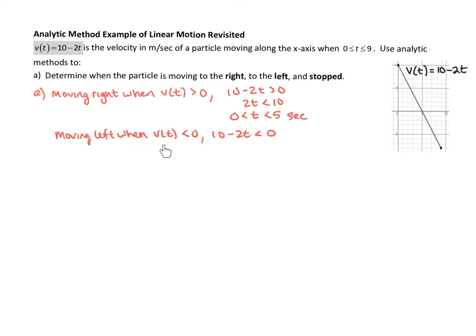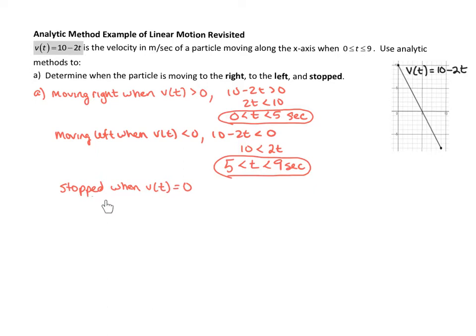It's moving left when v of t is less than 0, or 10 minus 2t is less than 0. That means that 2t would be greater than 10, and t would be greater than 5 and less than 9 seconds because of the interval from 0 to 9.